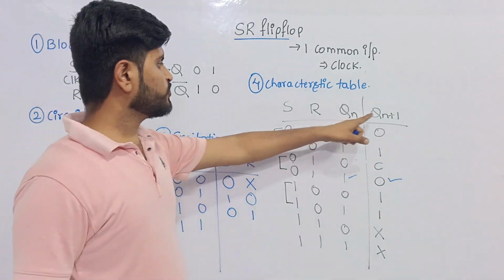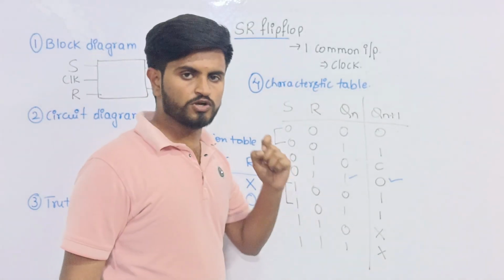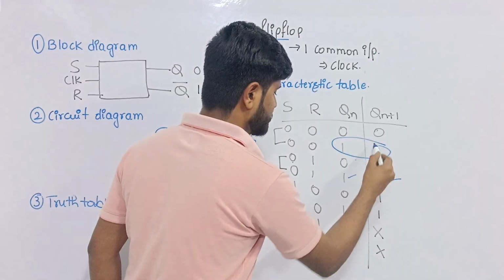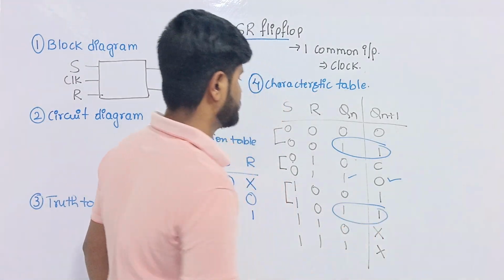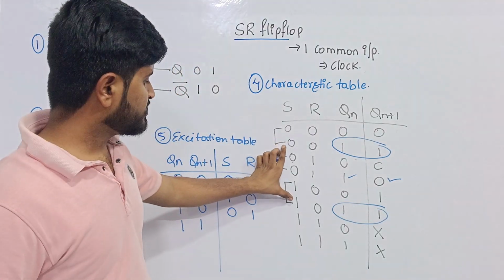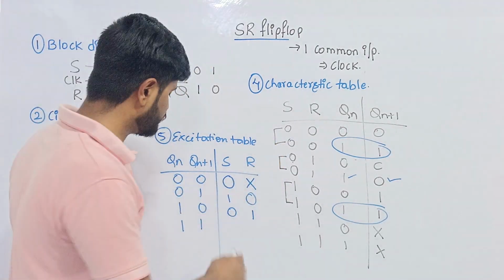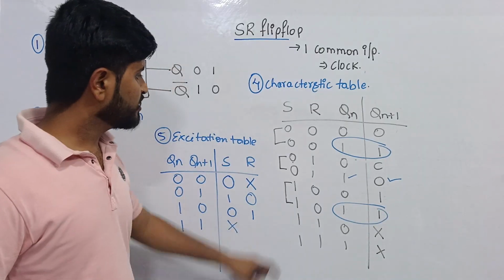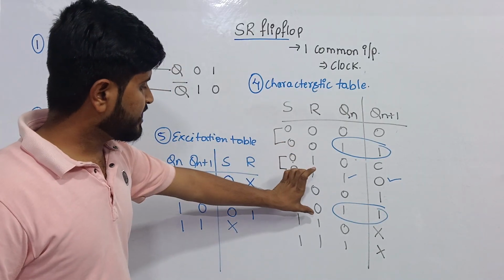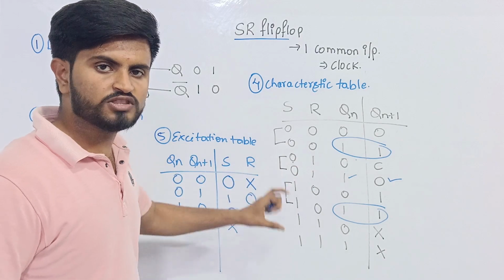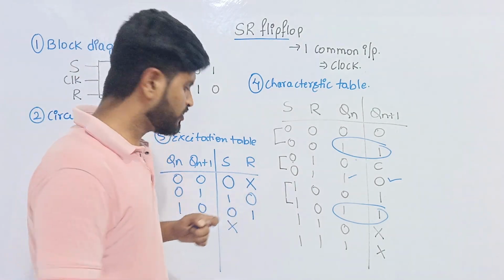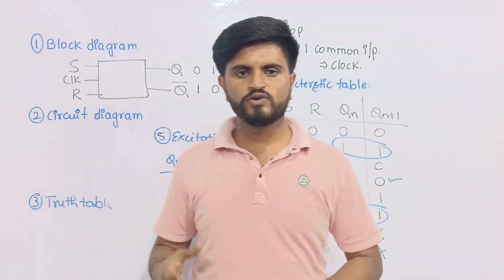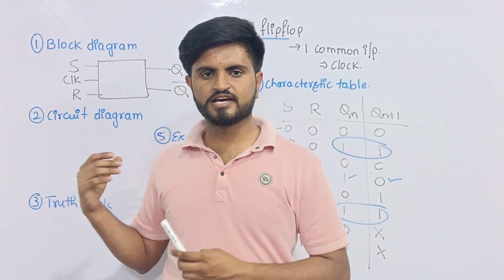Next, when Qn and Qn plus 1 values are both equal to 1, here is one condition and here is one condition. S value is 0 here, S value is 1 here. S value is varying, so not valid. R value is 0 here and R value is 0 here. So in both the conditions, R value is equal to 0. You can write 0 here. Now we completed all the steps in the SR flip-flop.